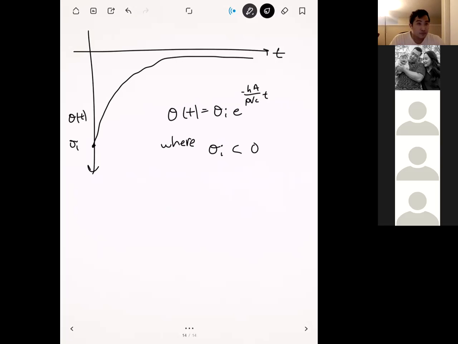It's basically the same solution here, but the graph is flipped just because our ice cube is colder than our fluid. Mathematically, it looks exactly the same because we have the exact same physics going on. Any questions on this before we wrap up for today?